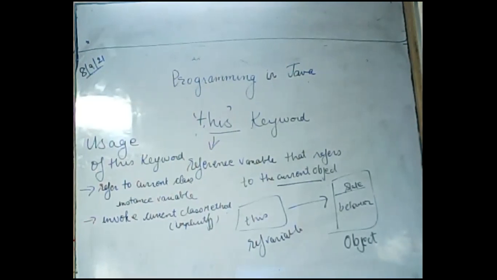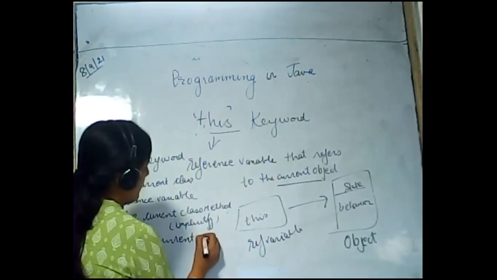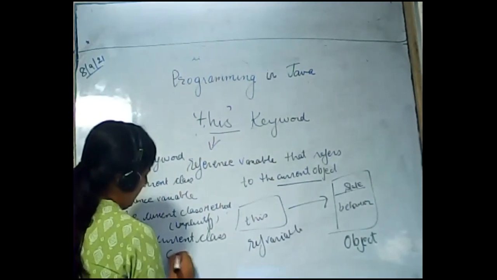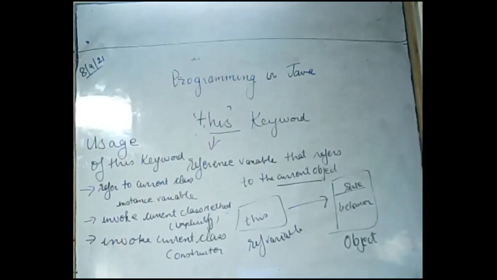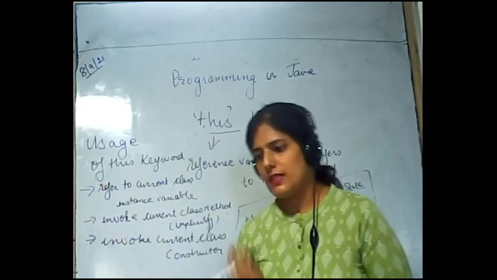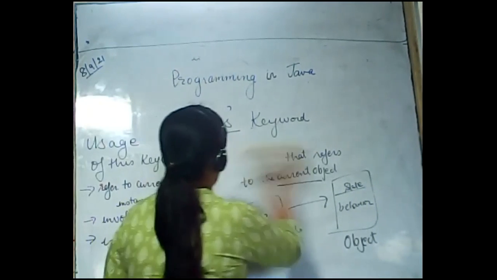So you can see here, the first use was that it refers to the current class instance variable. Second, it invokes the current class method, and that is implicit. And further, it also invokes the current class constructor. So we can also use it to invoke the current class constructor. Plus, there are also some other usages of this keyword that we will list here.